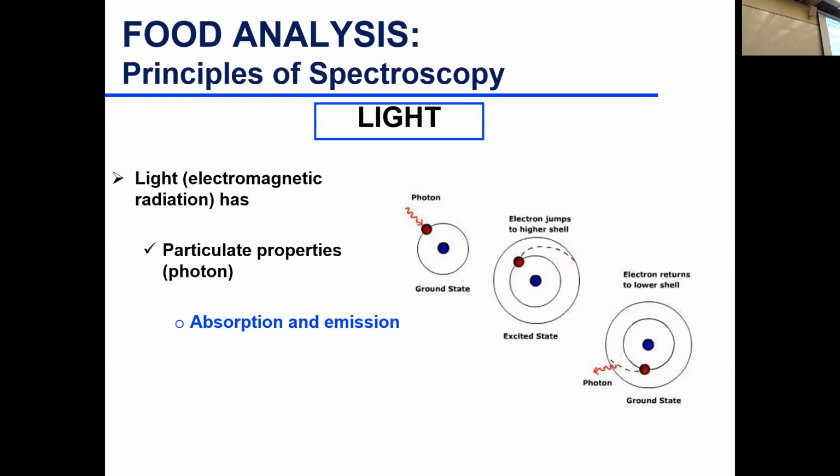Sometimes when it goes down, it can emit a photon, and that's emission. Sometimes it just dissipates heat. But when it goes to ground state, there's always dissipation of heat. There's never no dissipation of heat. But for the remaining energy, if the atom or the molecule is able to emit light, the energy of the emitted photon is lower than the energy of the absorbed photon.